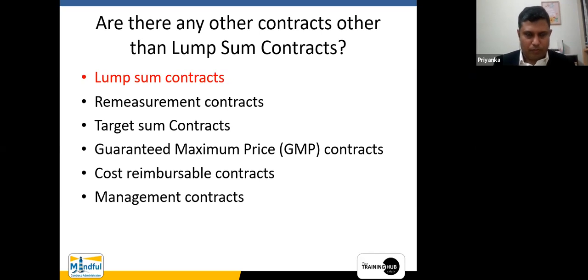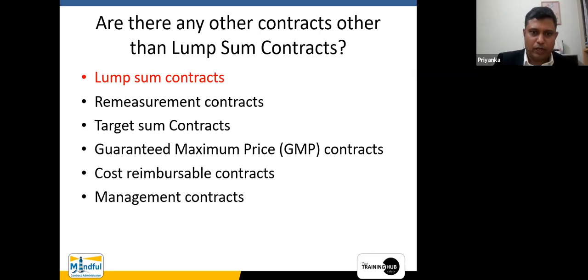Even though I call them lump sum, there is something called remeasurement contracts, target sum contracts, guaranteed maximum price contracts, cost reimbursable contracts, and management contracts. So you need to benchmark a lump sum contract against these types of contracts in order to identify the advantages and disadvantages, where a lump sum contract stands among these separate types, and what the usage of that is.